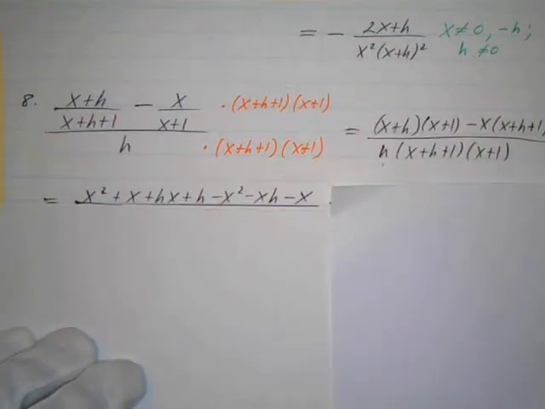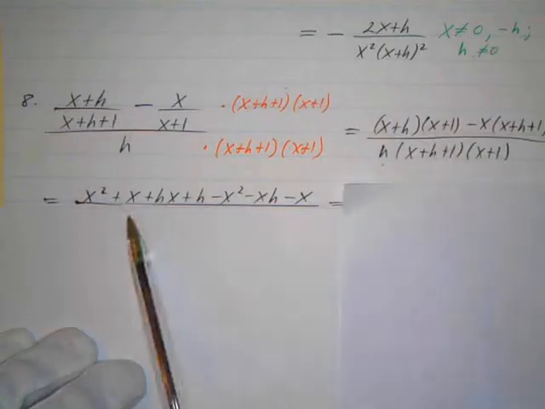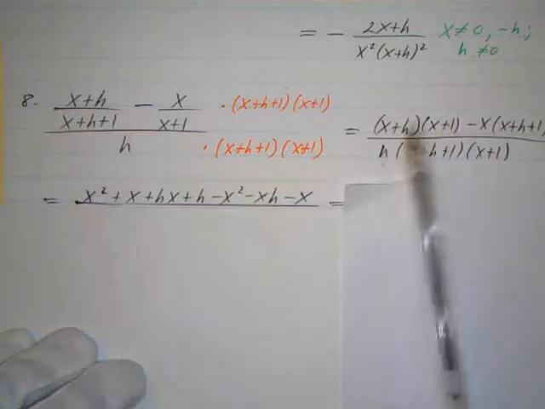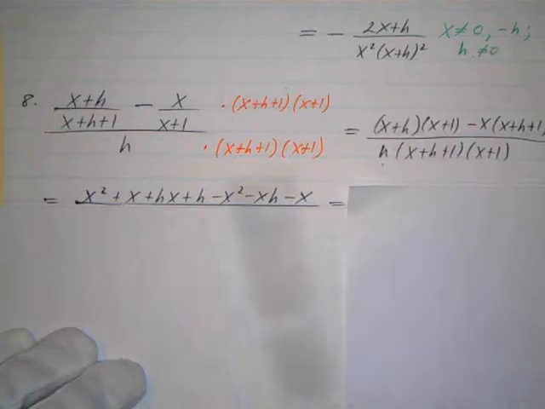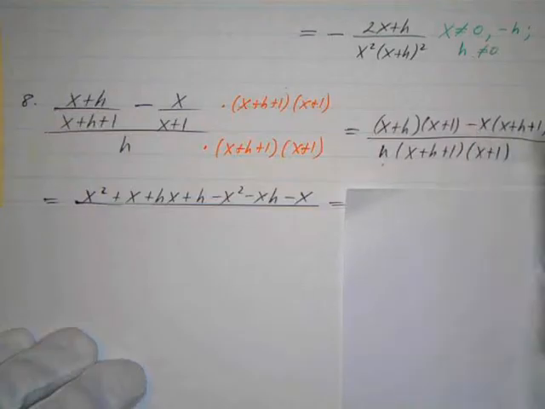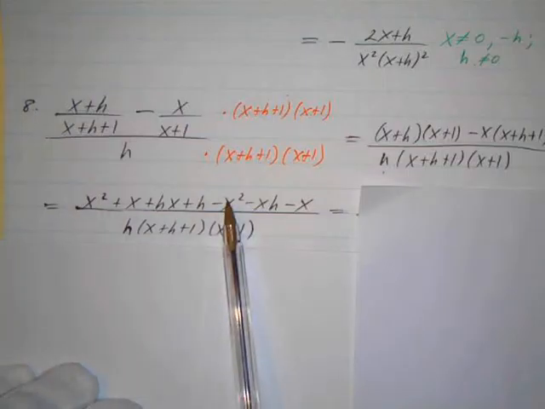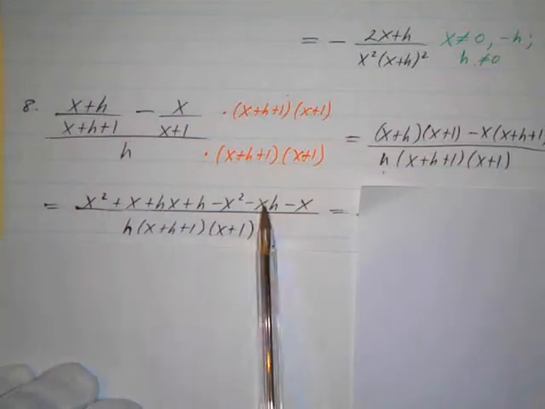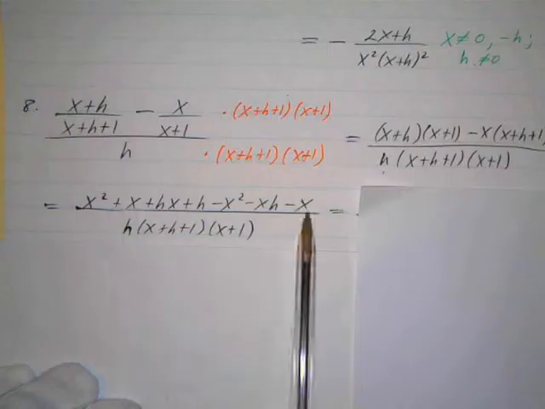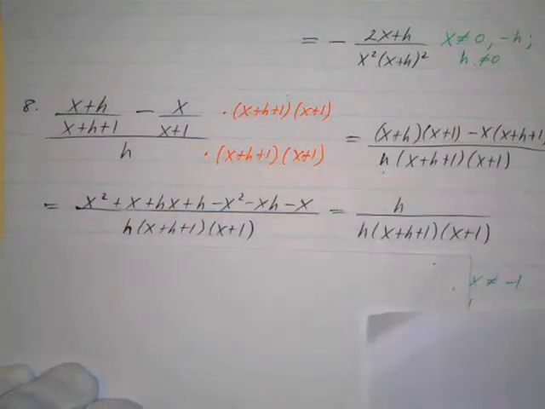So this binomial multiplies out to be x times x is x squared, x times 1 is x, hx, h times 1 is h, so I got 4 terms. And then I got negative x squared, negative xh, negative x, all over the LCD. And what happens is the x squared terms cancel, and the xh and hx are the same, so those cancel, and the x's cancel. So there's 7 terms in the numerator, but 6 of them cancel, so I end up with just h.